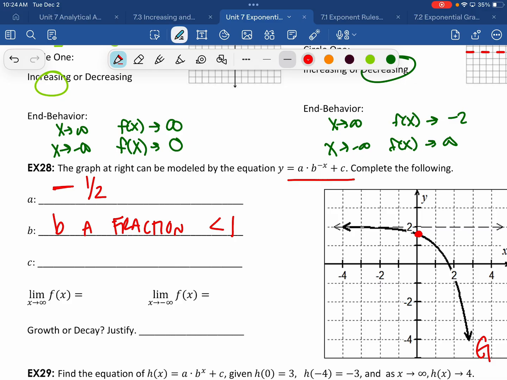And then what is the c value? We can actually determine it. It's 2, because the c value is the horizontal asymptote. There's no way to figure out what the b value is. All we can say is that it's going to be less than 1, because this is a growth, the negative flips it to be a decay, and decays have to be less than 1. So the graph is a growth, away from the asymptote.